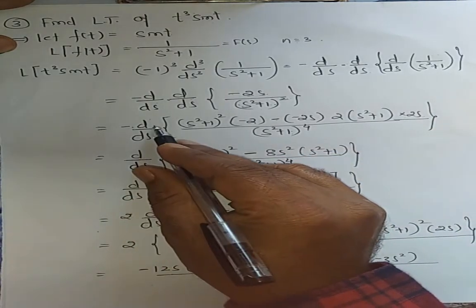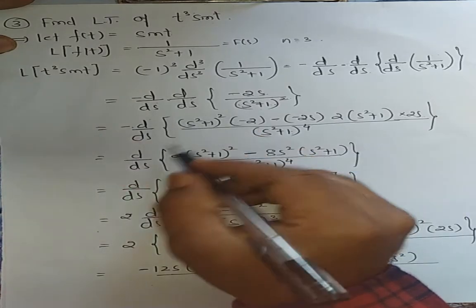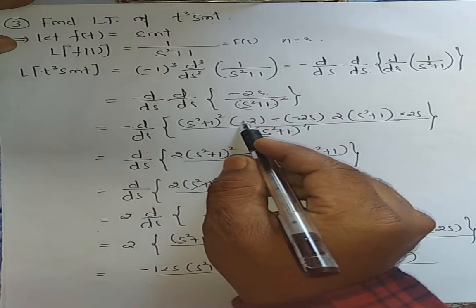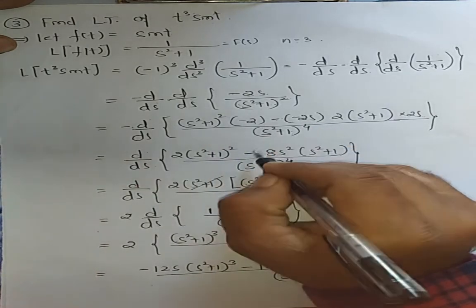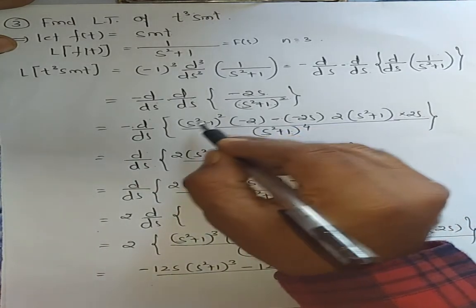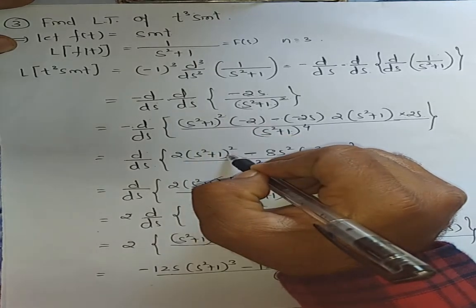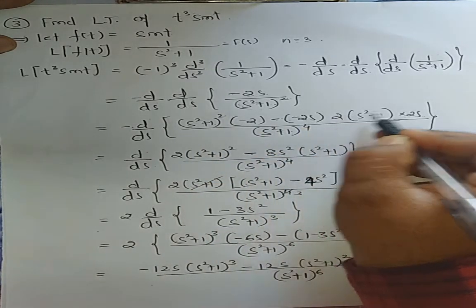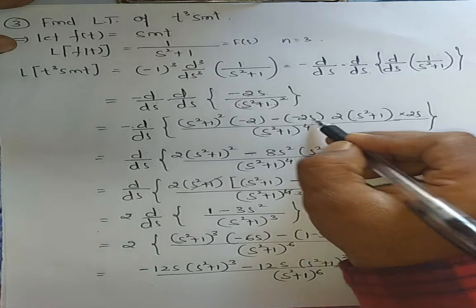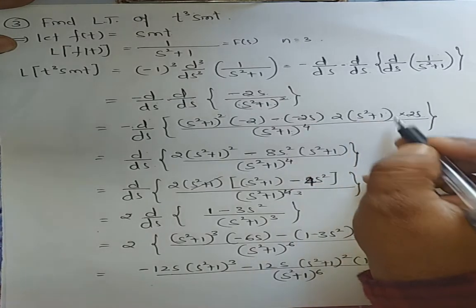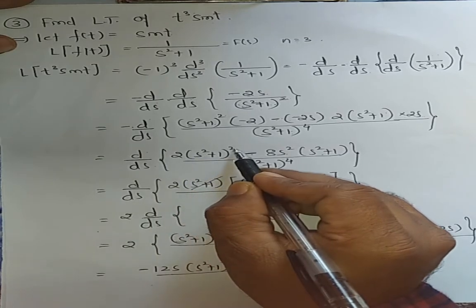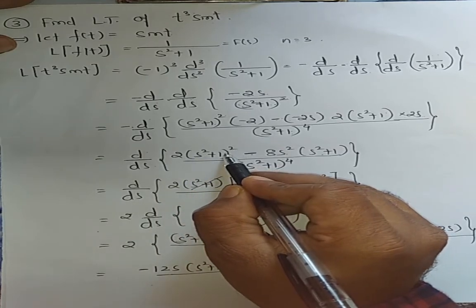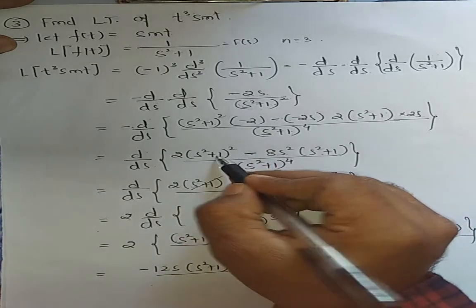So then again, keeping this multiplying minus sign inside, d by ds as it is. Multiplying minus inside becomes plus, and this minus into minus plus, again if you multiply this again it becomes minus. So 2 times (s square plus 1) whole square, and minus 2 into 2, 4, 4 2s are 8, 8s into (s square plus 1) as it is, and you can take a common here, 2 times (s square plus 1), 1 you can take a common.